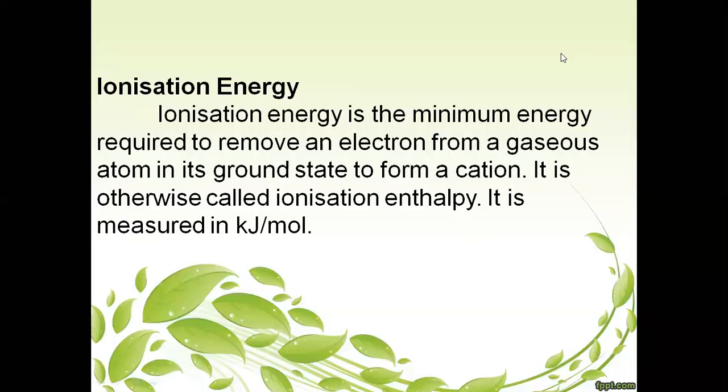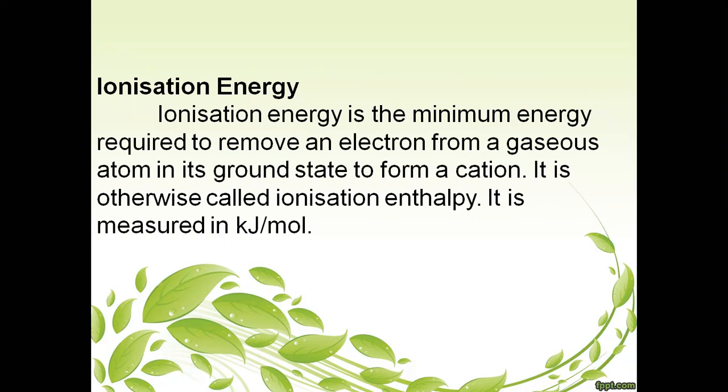The atomic radius decreases across the period, so more energy is required to remove the electrons. So the ionization energy increases across the period because more energy is required, but down the group the ionization energy decreases because a lesser amount of energy is required.